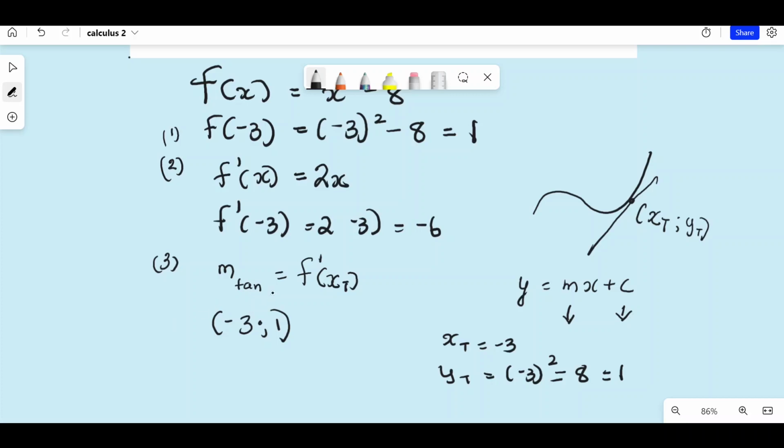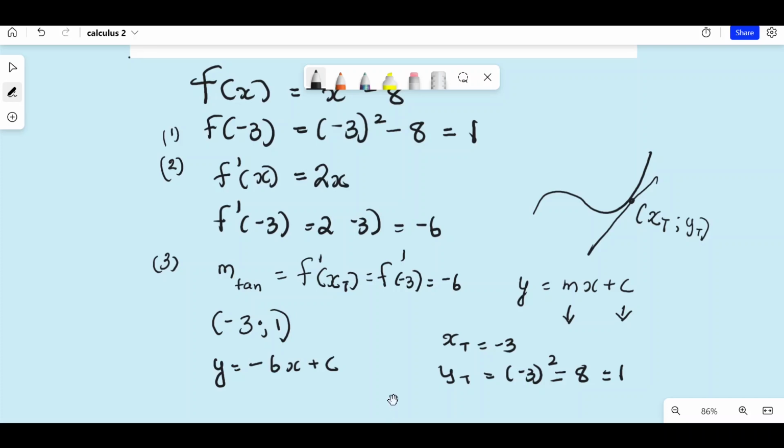Now let's start with the gradient. The gradient is f prime of xt, as I told you, but in this case f prime of negative 3, because that is the xt here, and we already found it in number 2. f prime of negative 3 is negative 6. So the gradient of the line, the tangent, is negative 6. So the equation of the tangent can be written as y equals negative 6x plus c. So only c is remaining now.